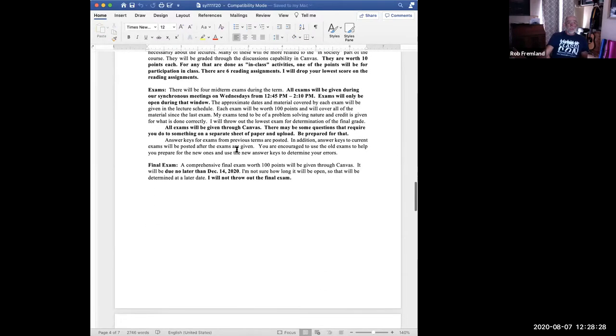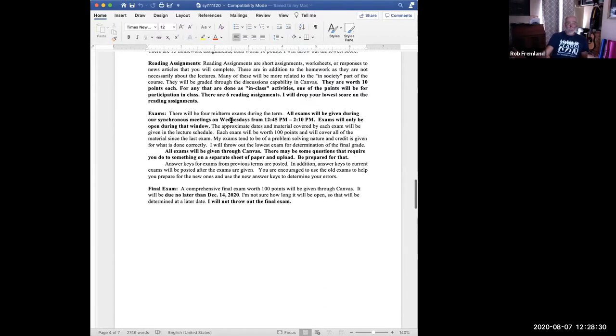And then the exams, okay, exams are all going to, not all but one are going to be given during the synchronous meetings on Wednesdays from 12:45 to 2. They're only going to be open during that window. There are going to be 4 midterm exams and the final. Of the 4 midterm exams, I will throw out the lowest.